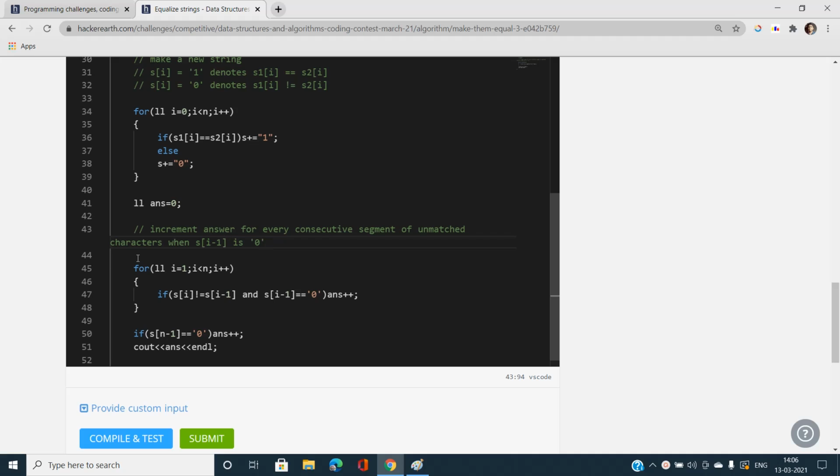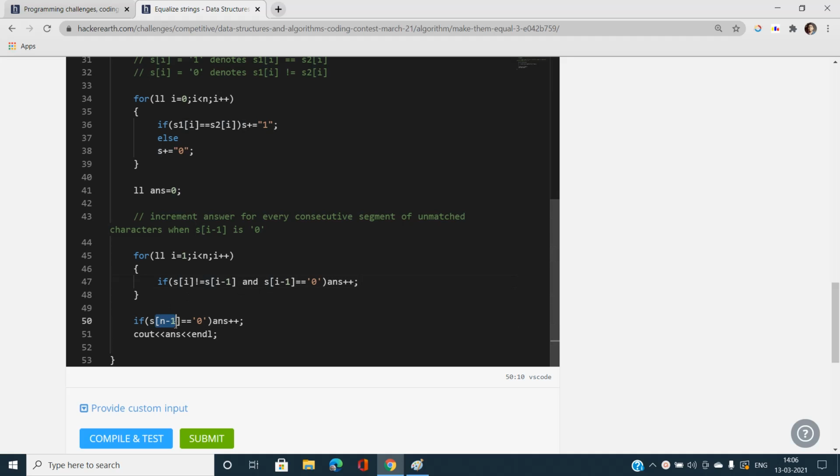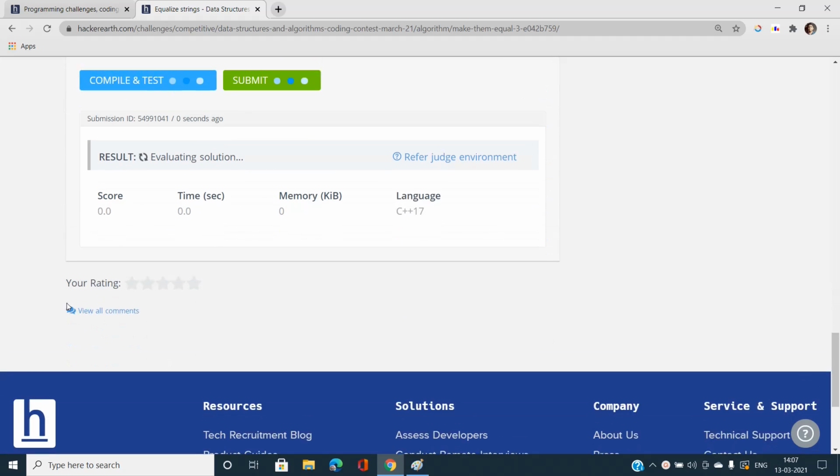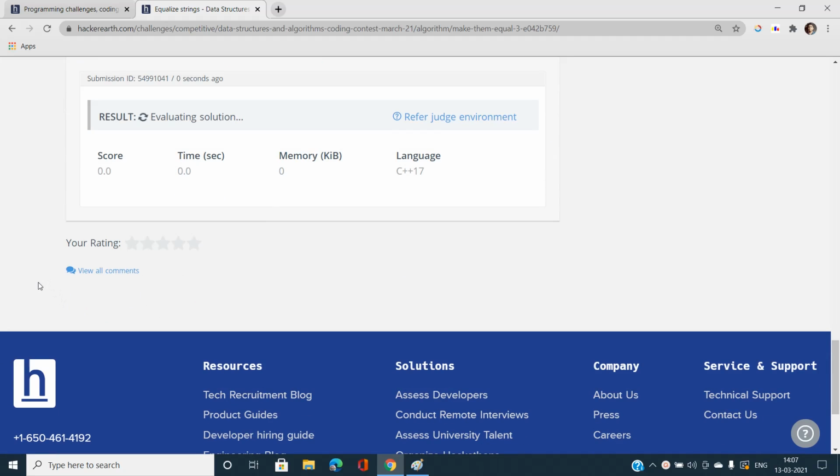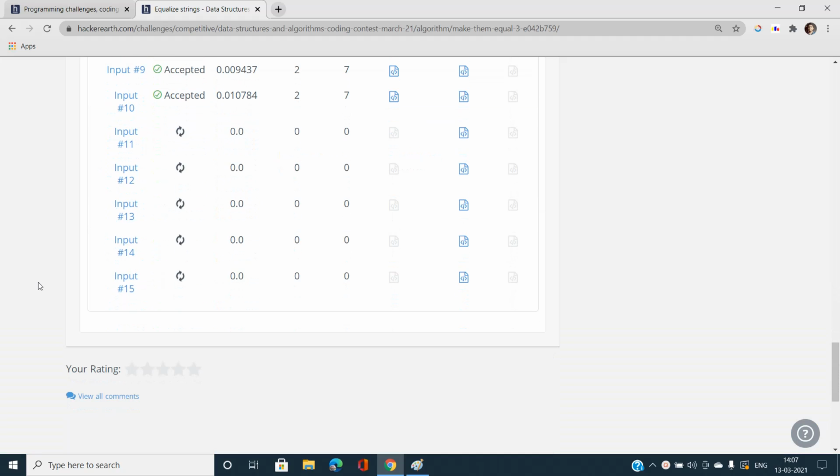So let's iterate over I equal to 1 up to less than n. If s of I is not equal to s of I minus 1 and s of I minus 1 is exactly 0, I need to increment my answer by 1. And finally, I need to check that if the n minus 1 character is exactly 0, I need to increment my answer by 1 again, because we all know that the last character is not going to be checked by this for loop. So I need to increment my answer by 1 separately by checking this condition. So let's submit this code directly and check what will happen. Okay, so the code is fine and it's obviously correct.